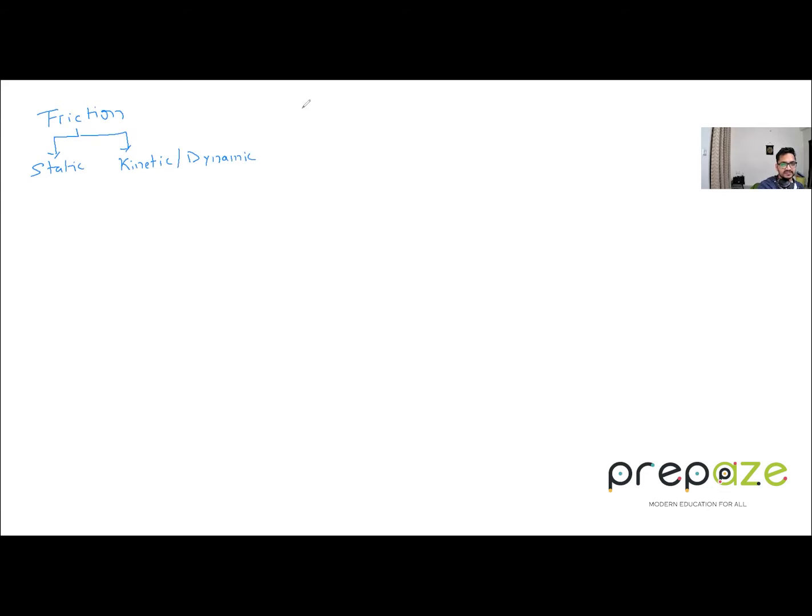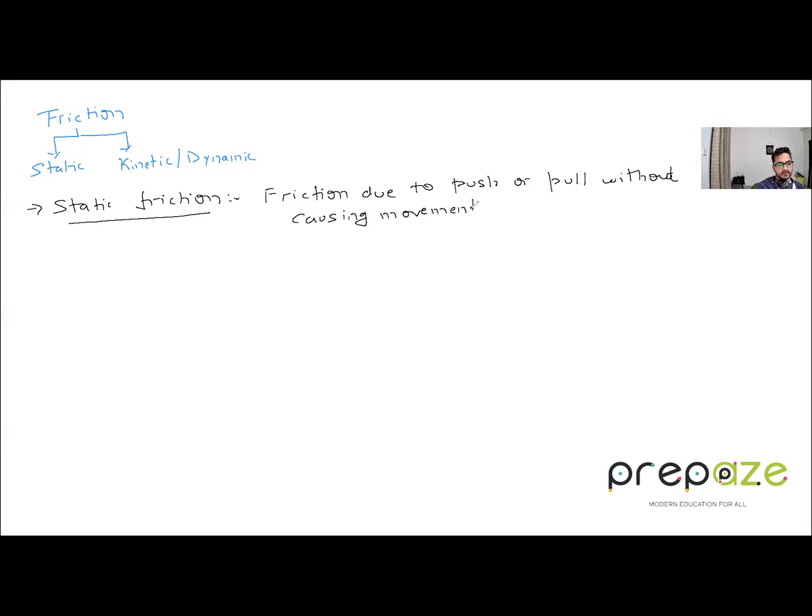Now, first of all, let me introduce to you what is static friction. If you're studying it for the first time, please listen to this very carefully. Static friction is basically friction due to push or pull without causing movement. That is, if the body is not moving, this friction will act.